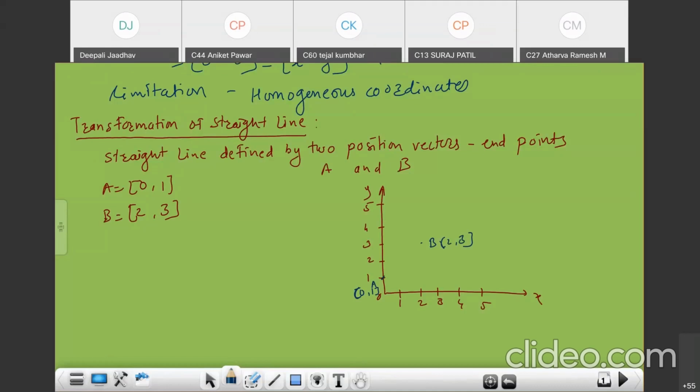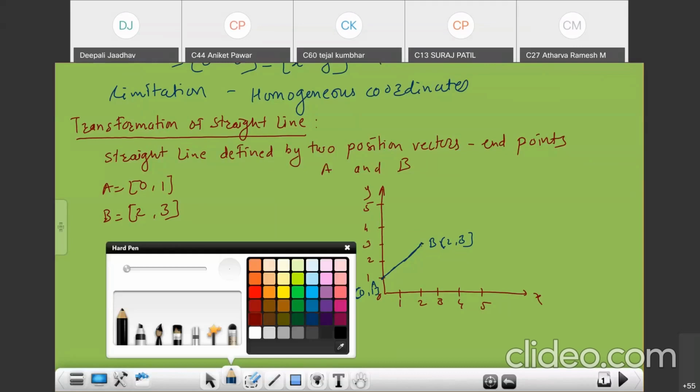Now I draw a line from here to here, a straight line. This is point B and this is point A. So in this way we can represent a line. A is equal to 0, 1 and B is equal to 2, 3.